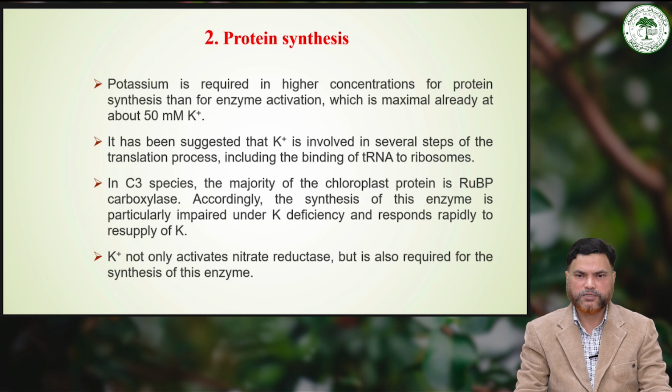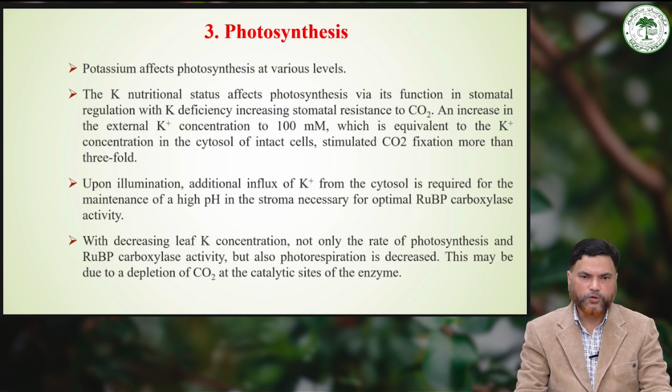Basically, in C3 species, a significant portion of chloroplast protein comprises RuBP carboxylase, which we have already discussed in our previous lecture. Consequently, the synthesis of this enzyme is basically affected by potassium deficiency and responds promptly to potassium resupply. Additionally, it has also been suggested that potassium not only activates the nitrate reductase but also plays a vital role in synthesis of particularly this enzyme.